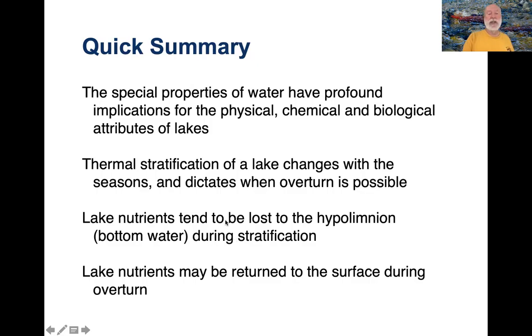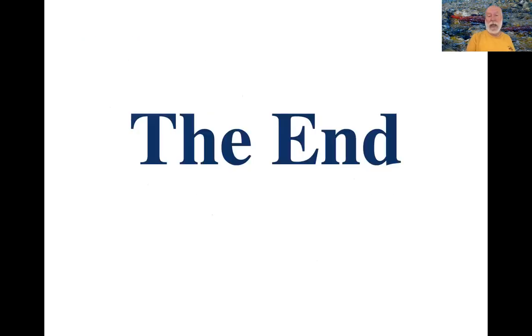the lake is partitioned, and nitrogen and phosphorus tends to accumulate with dying organisms at the bottom of the lake. And so there's generally a loss of nutrients from the surface waters to the bottom waters over the course of the summer. But those nutrients can be returned to the surface when the lake mixes, either in spring or in the fall. Anyway, that's enough for today.